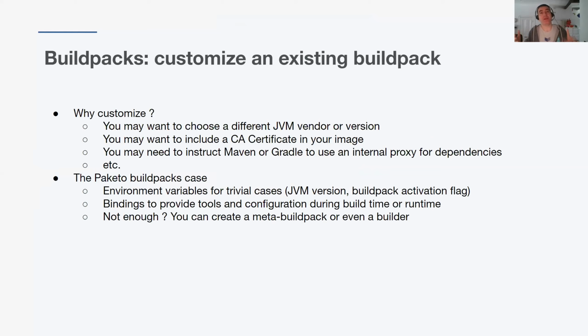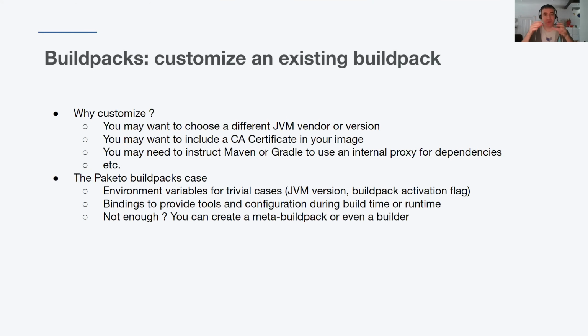You can piggyback on existing buildpacks, and you may actually choose a different JVM vendor or version. If, for example, you pick a given buildpack, maybe by default it's going to use the Azul JDK. Maybe you want to force it to use another one. Maybe it's going to use Java 11 to compile. Maybe you want Java 17. So at least you can pass some configuration to your builder. You may also, of course, want to include a CA certificate and also give some settings.xml to Maven.